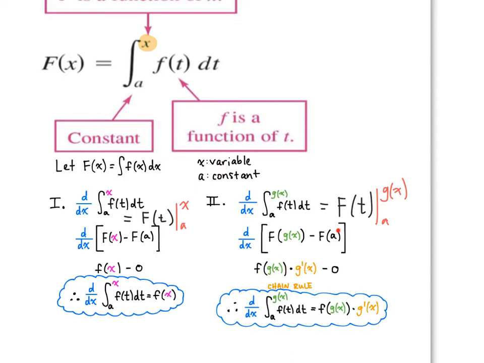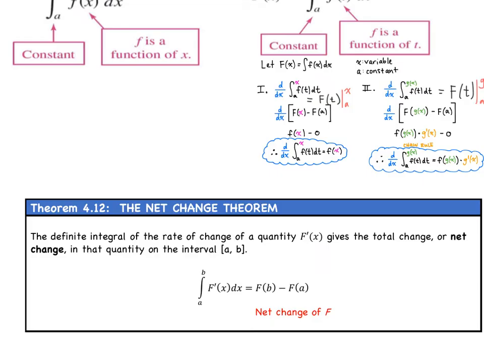All right, when we take the derivative of big F of a, remember this is just a constant. So taking the derivative of a constant, we're just left with 0. Therefore, we can make our conclusion that the derivative of an integral from a to g of x of f of t dt is equal to f of g of x, so simply plugging this function into t, times our chain rule, the derivative of this green guy.